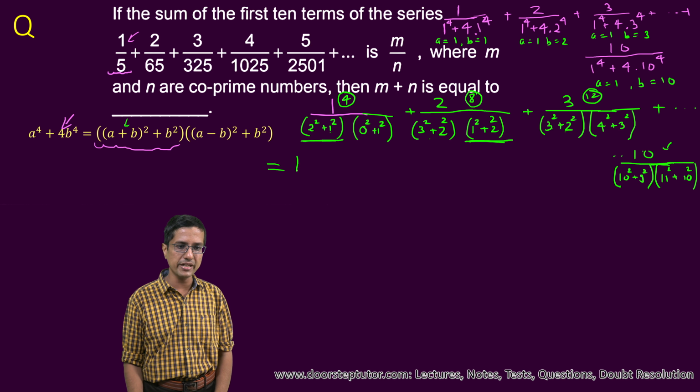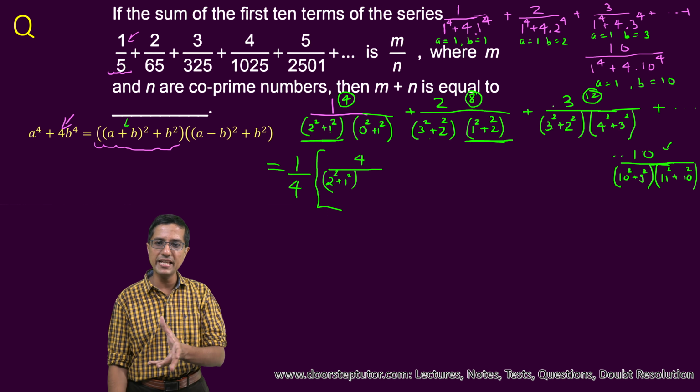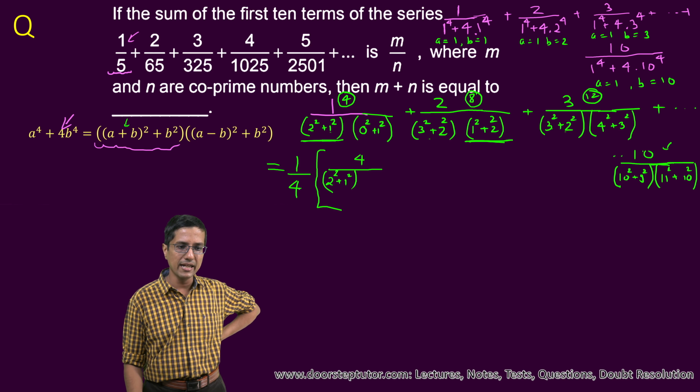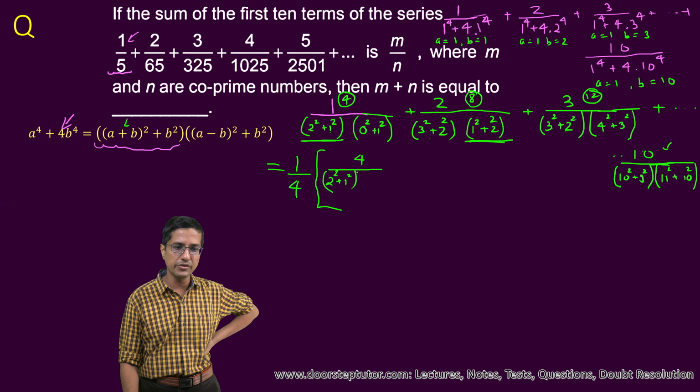So what we do is that we take 1 by 4 common. Then we can write a 4 here. Then I can express like this: 4 upon 2 square plus 1 square. So what I have done is that I have multiplied each term. So this 2 I have multiplied with 4, this 3 I have multiplied with 4, and I have divided each term with 4 as well. So that is what I have done.